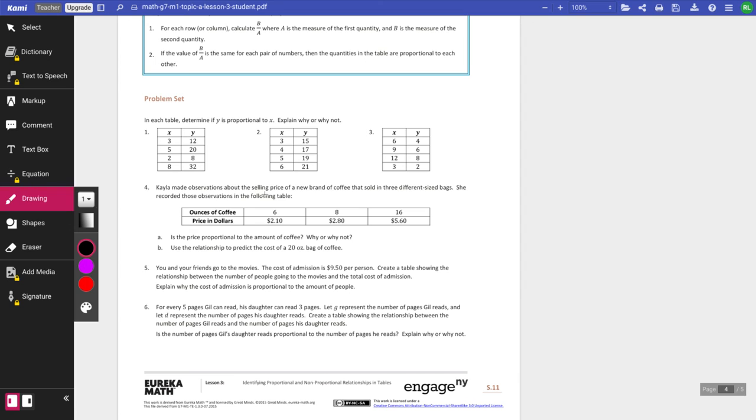Number 4, Kayla made observations about the selling price of a new brand of coffee that sold in 3 different sized bags. She recorded those observations in the following table. Is the price proportional to the amount of coffee? Why or why not? Well, I have to figure out how I got from here to here. So I'm going to take my 210 divided by 6, 280 divided by 8, 560 divided by 16, and it should all come to the same number.